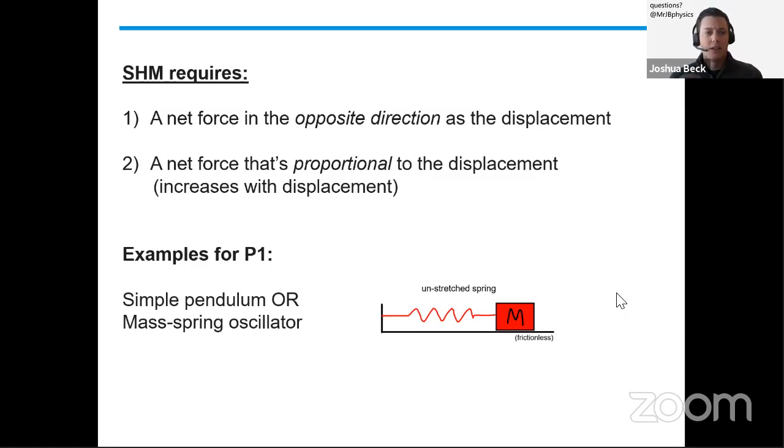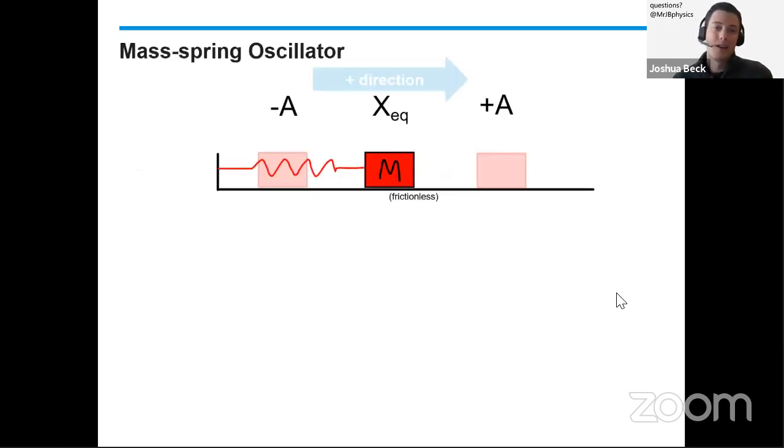The actual calculation of where that net force comes from is a little bit tricky, but just understand that the further you pull a pendulum back, the larger the net force pulling it back towards its regular position. Today, we're going to focus primarily on mass spring oscillators.